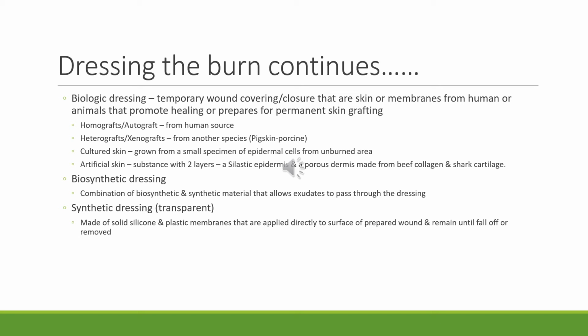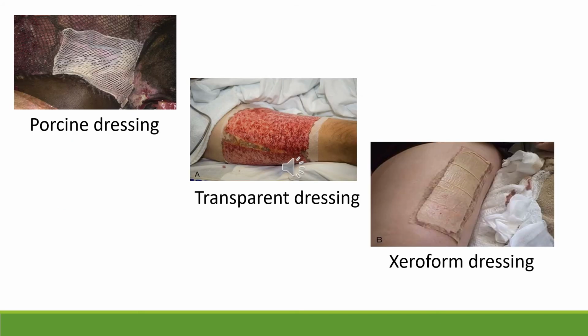The next classification here is biosynthetic, and that's a combination of biosynthetic and synthetic materials that allows exudate to pass through the dressing itself. And then synthetic dressings are transparent, and they're made of solid silicone and plastic membranes that are applied directly to the surface of prepared wounds, or wounds that have been cleaned, and remain on until they've fallen off or until they've been removed. So this is just some different dressings that can help support burn healing. And this slide just has several different types of the dressings that you might expect to see. Also, those are found in your book.